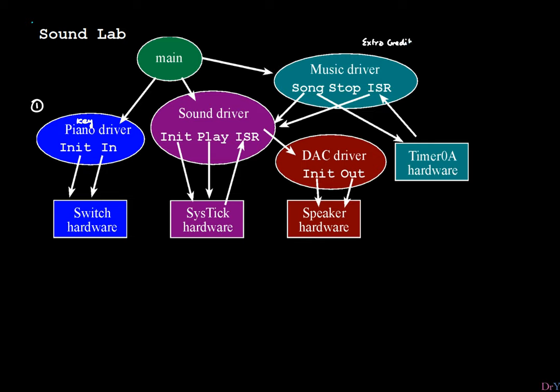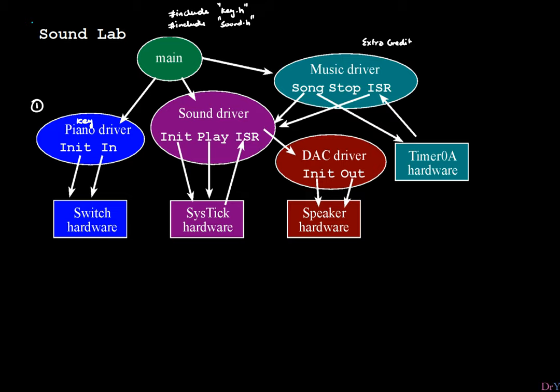Now the interesting thing about this picture is that the main module uses these two. So what does the main module do? Well, in order to use a particular module, the main module is going to include key.h, and it's also going to include sound.h. You will notice that the main module doesn't call the DAC module directly. It doesn't even know of the existence of the DAC module, whereas the sound module does call upon it.